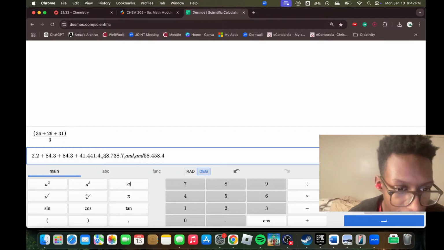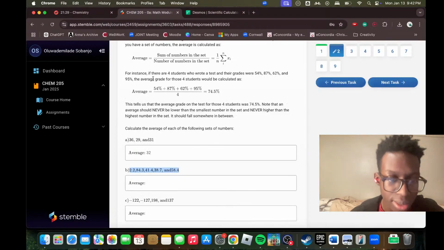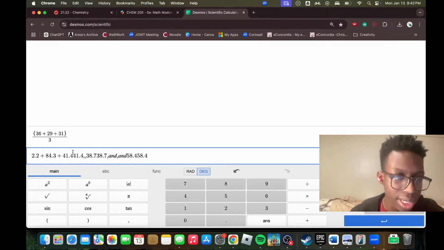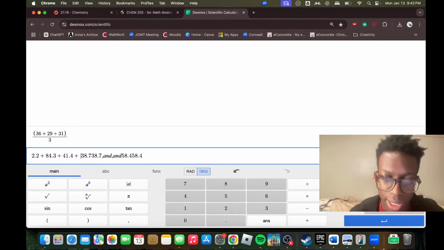Also, why did it say "and" twice? Did it duplicate all the numbers? Now that's annoying. So this one is just this, and then this one is 41.4 just once, and then you have 38.7, which is just 38.7. Then you don't have two "and"s, and you don't have "actually" and "actually."